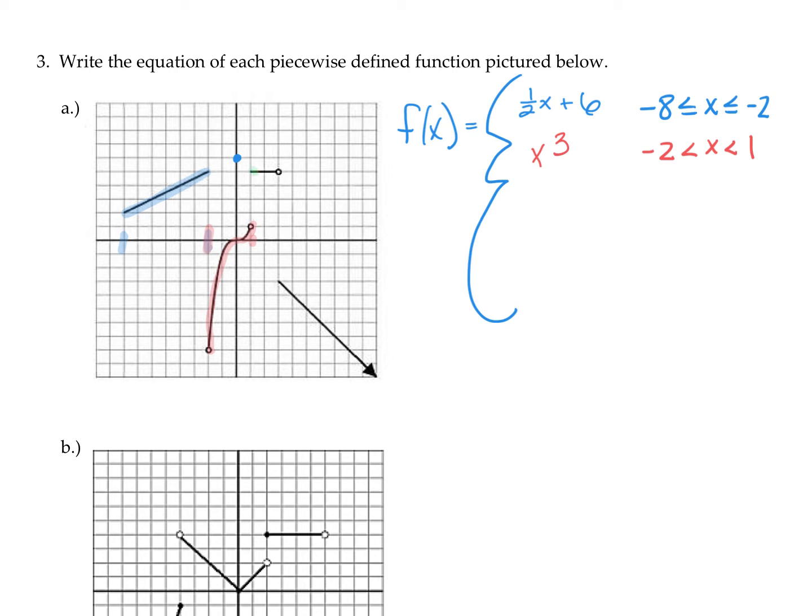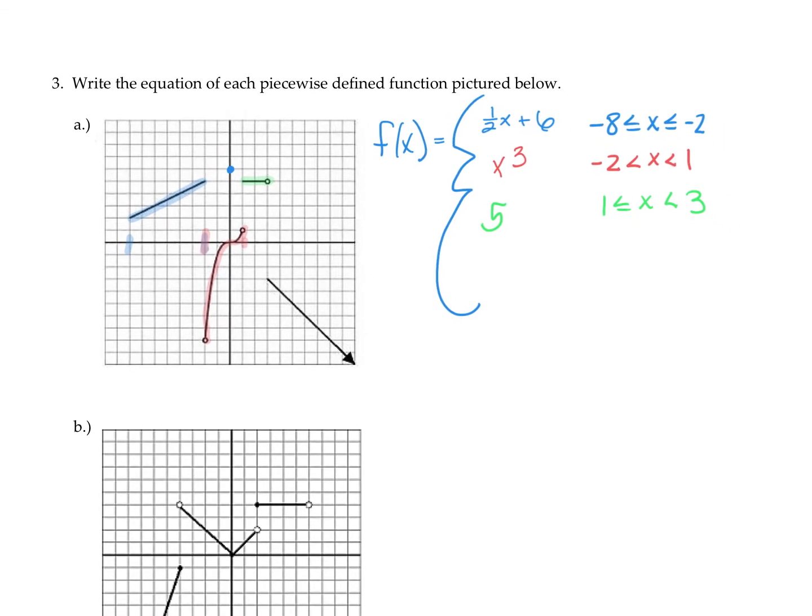This next little piece is at 1, 2, 3, 4, 5. It's just a constant piece, so it'll be 5. And that is true from 1 included to 3 not included. So let me quickly, if you want to write these with the interval notation, you could also write it like this.